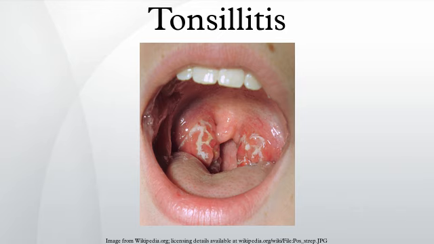In 40%, symptoms will resolve in 3 days, and within 1 week in 85% of people, regardless of whether streptococcal infection is present or not.